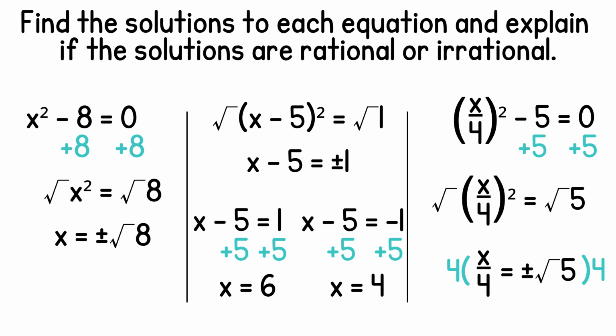We'll multiply by the denominator of 4 so we can get x by itself. So we get x is equal to positive and negative 4 times radical 5. 4 is an integer, so this is rational. But radical 5 is a non-perfect square, so this is irrational. So if we multiply the two together, we'll get irrational solutions for this one.